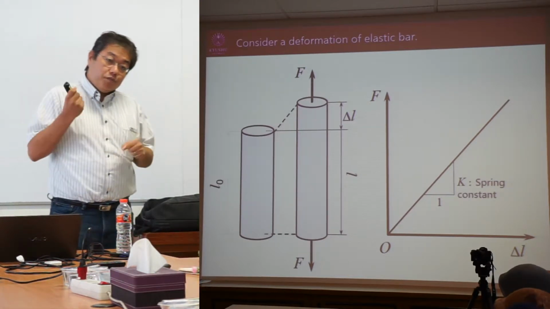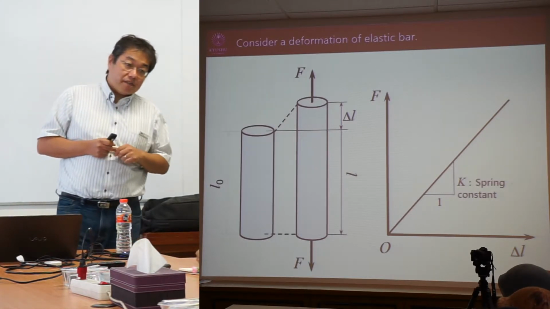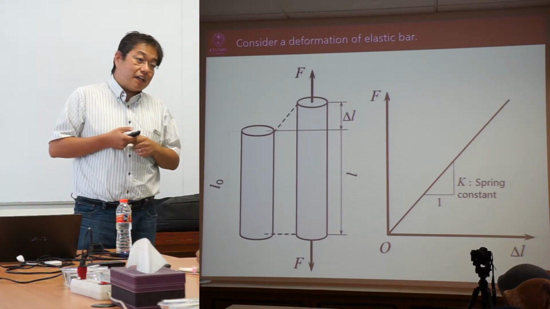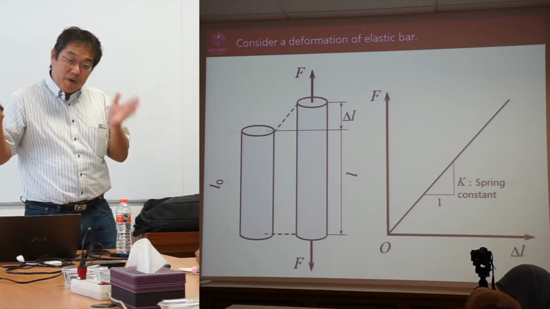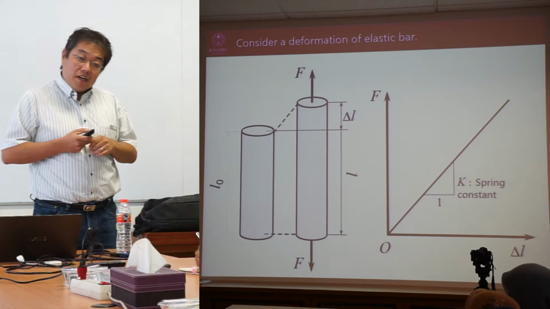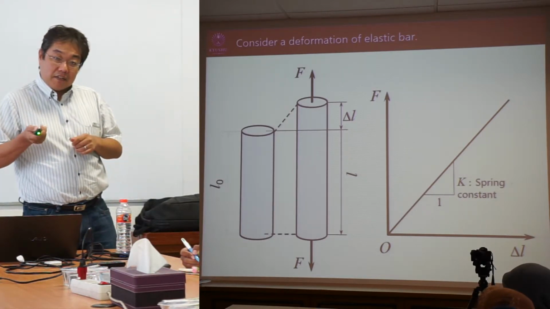Both ends are pulled by force F. We apply force F, so the bar is deformed like that. Delta L is a deformation, or a displacement of the end of the bar. So the deformation, the displacement of the bar, is delta L like that.